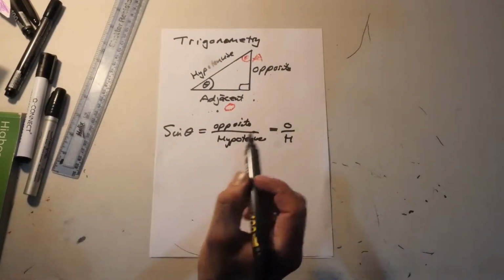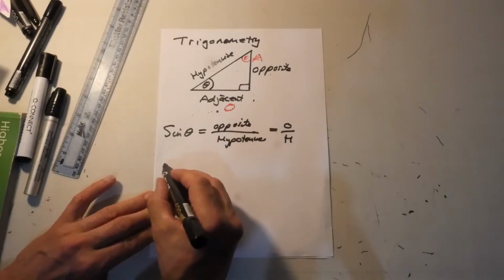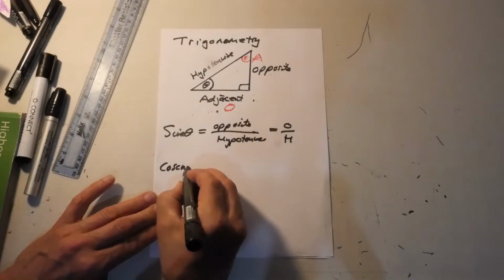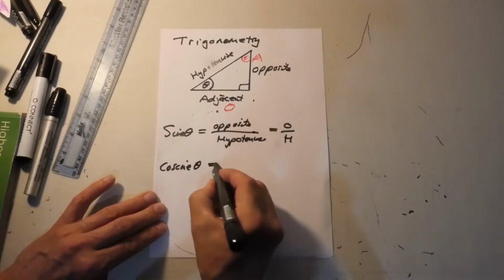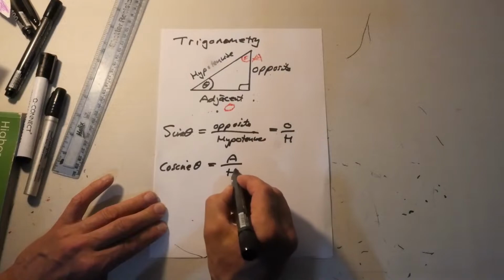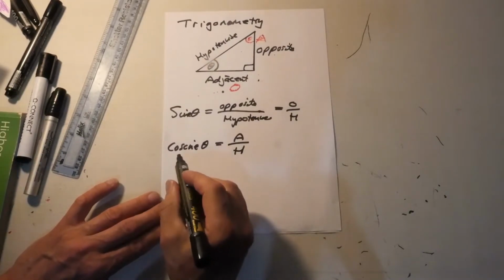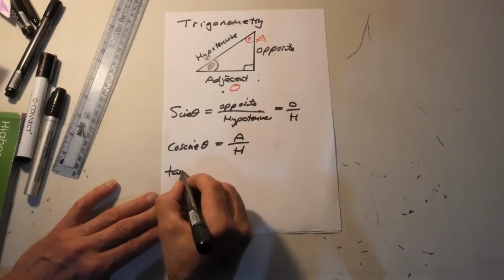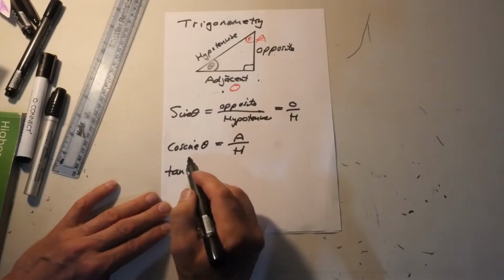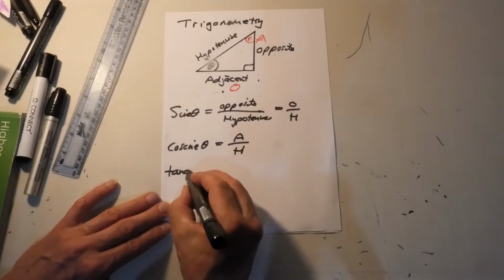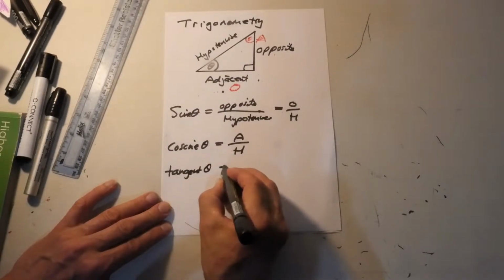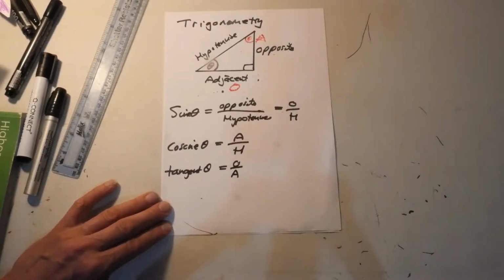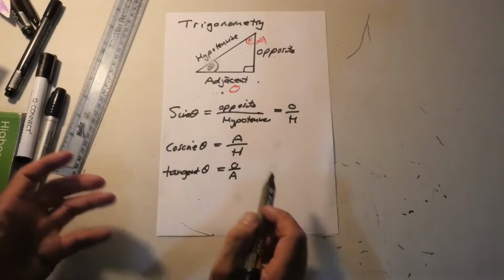The cosine of theta is equal to the adjacent side over the hypotenuse, okay? Sine, cosine, and the tan of an angle: the tangent of an angle equals the opposite divided by the adjacent, okay? So these are just definitions, you just have to learn them.